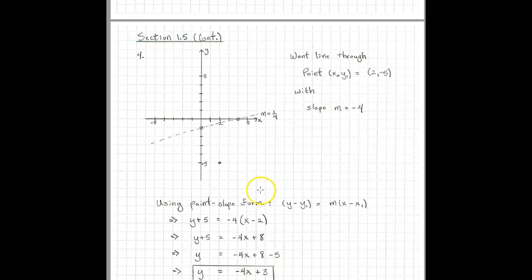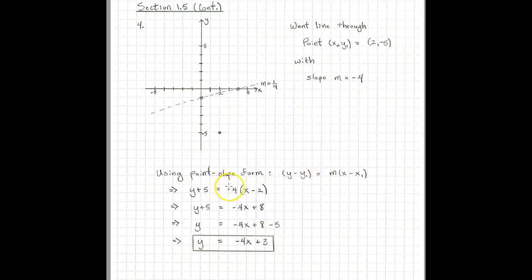So we want a line that goes through the point (2, -5), that's our x1, y1, and we want a slope of -4. Why? Because the line we do know has a slope of 1/4. The negative reciprocal of 1/4 is -4: flip the 4 and the 1 and make it the opposite of what it is. Using the point-slope form, we plug in our y1 and our x1, simplify, and solve for y to get slope-intercept form: y equals -4x plus 3.